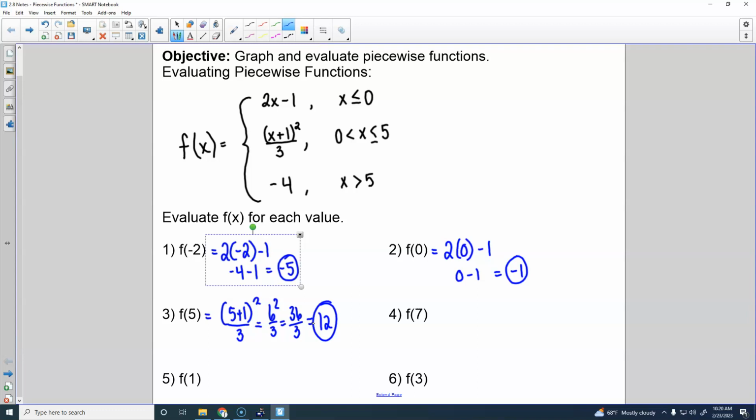Now, number 4 seems to be pretty straightforward because they give you 7, which clearly falls in that bottom category where x is greater than 5. But I find a lot of students miss this one because it seems tricky. Where do we plug that 7 in for this one? We don't. It's just -4 because there is no x to plug it into. So if it's just a constant, it wouldn't matter if we were doing f of 7, f of 10, f of 1,000, f of any number where x is greater than 5, we would get -4 for that answer.